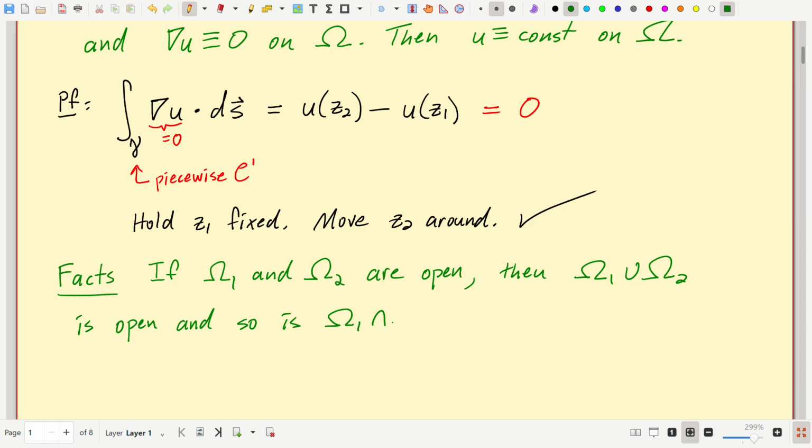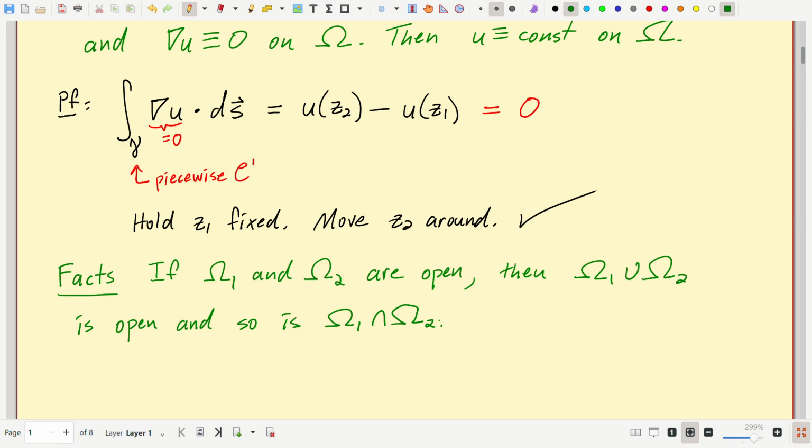And it's a pretty simple exercise to prove that from the definition. The intersection one is maybe more interesting, because when you pick a point in the intersection, omega 1 is open, so there's a disk of radius r1 about that point in omega 1. And omega 2 is open, so there'd be a disk of radius r2 about that same point. If I take the minimum of those r1 and r2, then the disk would be in both of those. And that would show you that the thing is open.